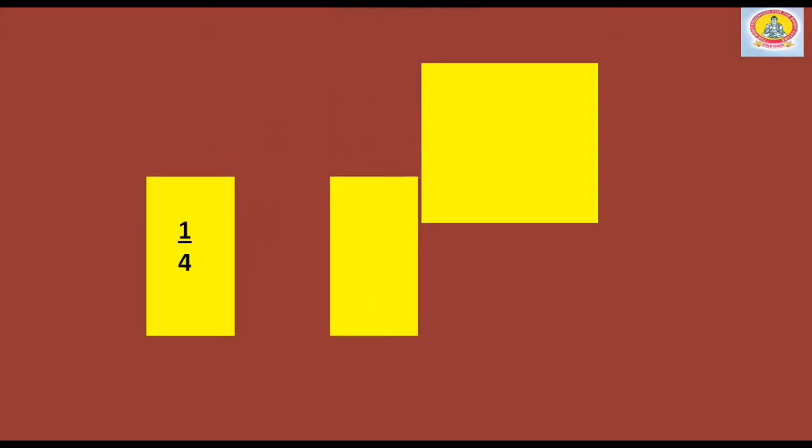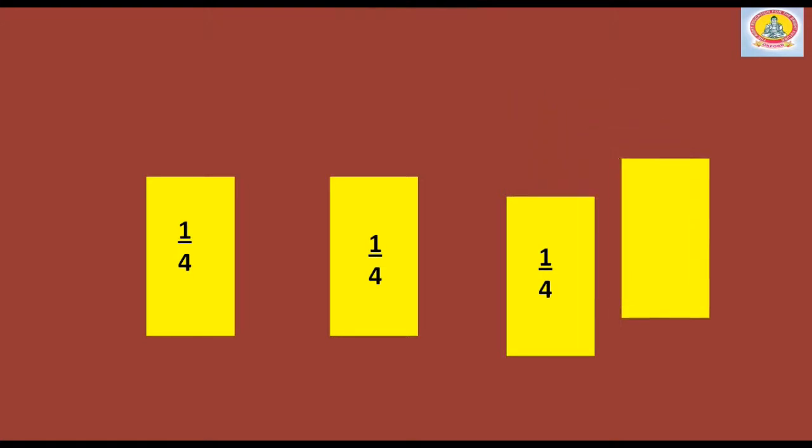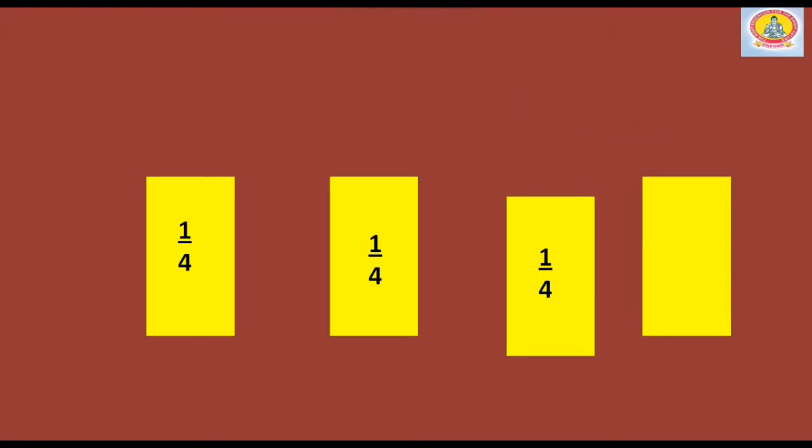Here a rectangle is cut into 4 equal parts. Each part is 1 by 4th of this rectangle. The second 1 by 4th part. This is a third 1 by 4th part. This is the last fourth 1 by 4 part.